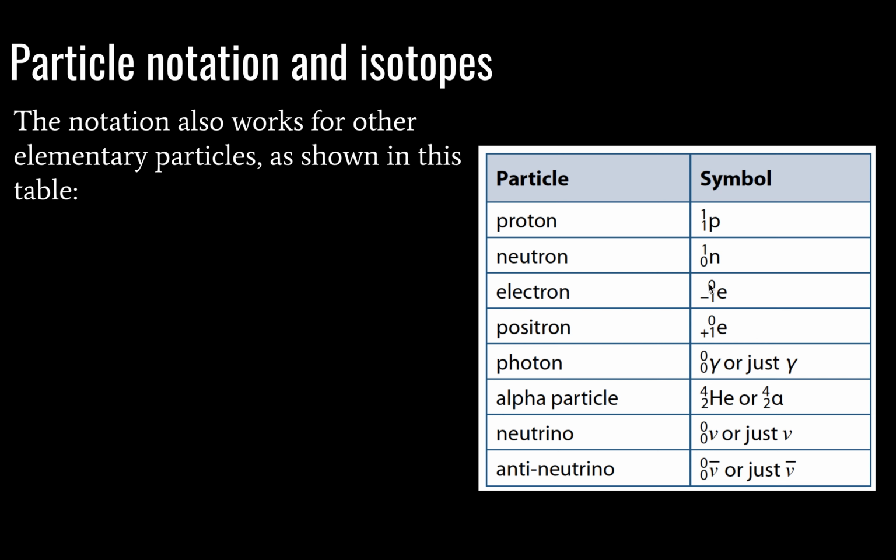Electron, mass of 0. It's actually not 0, but for our purposes here, it's about one 1,000th of the mass of a proton and neutron, so we just round it off to 0. And our charge is -1. Okay, a positron, which is the antiparticle of an electron, has a mass of roughly 0 and a charge of +1.